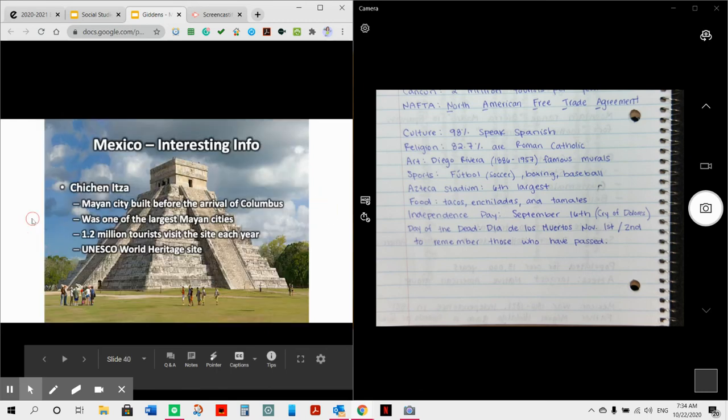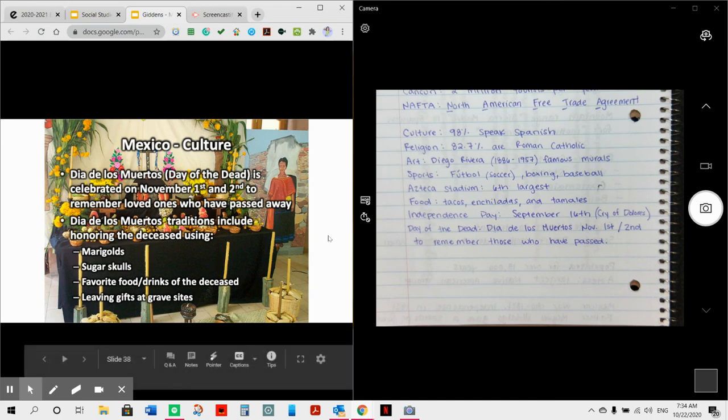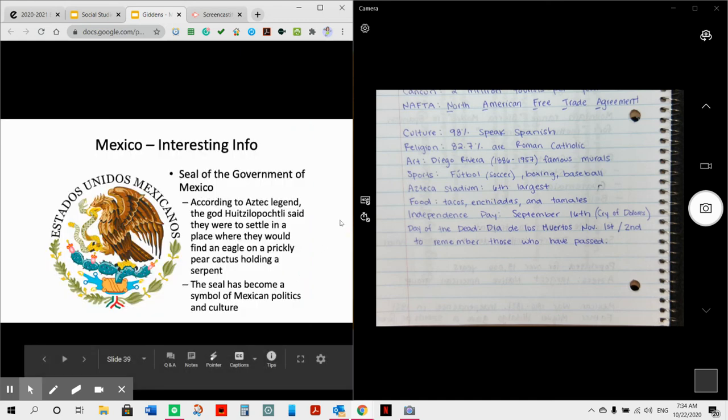And actually, let me go back. Whoopsies. This is coming up. So after Halloween, after October 31st, November 1st and 2nd will be a Sunday and a Monday. So the Day of the Dead, that celebration is actually coming up. Really cool. Mexico, interesting info.